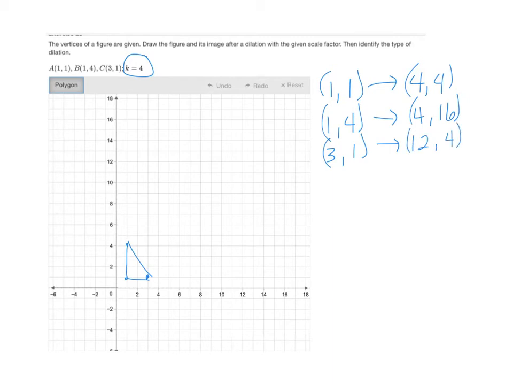And now let's plot those new points. So I got 4, 4. I've got 4, 16. And I have 12, 4.